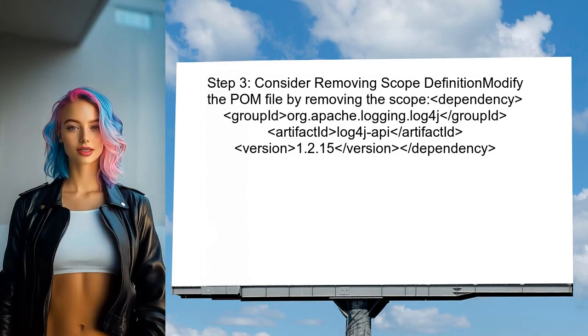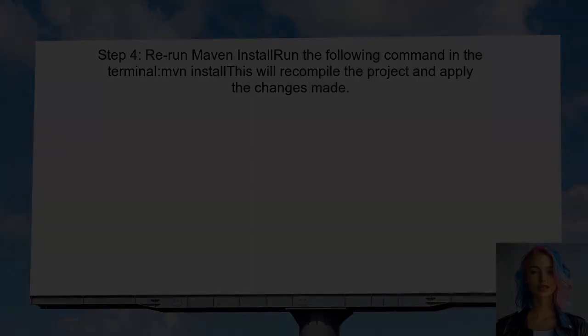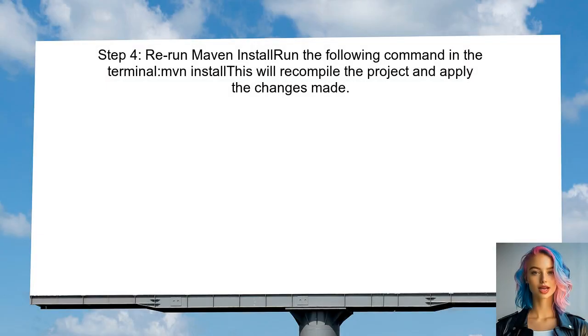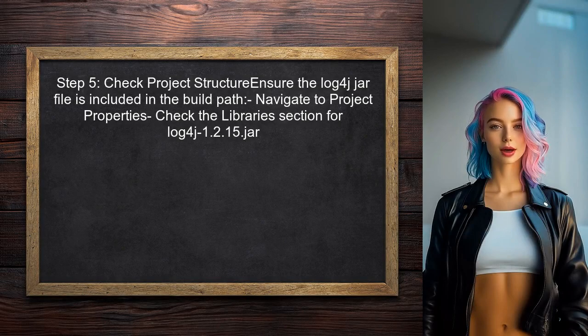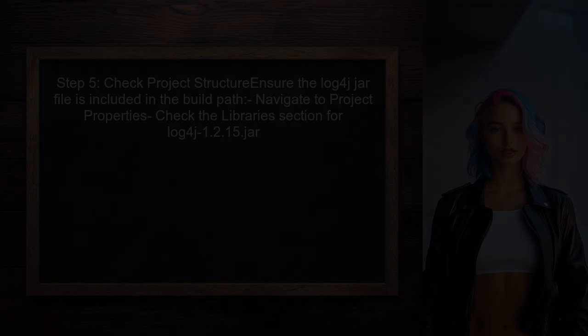If the versions are correct, the user should consider removing the scope definition from the log4j dependency. Sometimes, specifying a scope can lead to issues with visibility during compilation. After making these changes, the user should run the maven install command again. This will recompile the project and should resolve the issue with the log4j package not being found. Finally, if the problem persists, the user may want to check their project structure to ensure that the log4j jar file is correctly included in the build path.